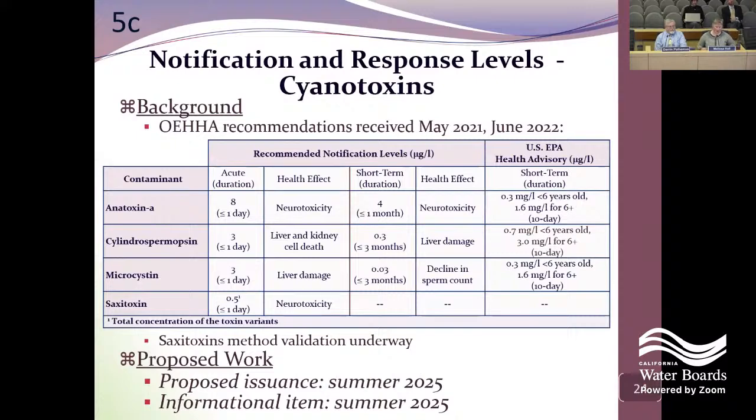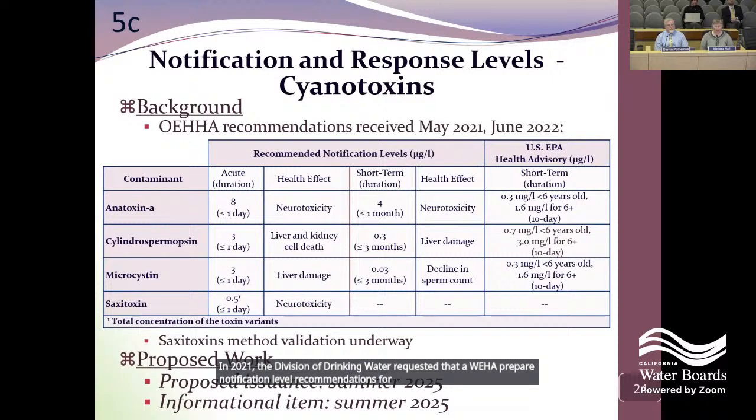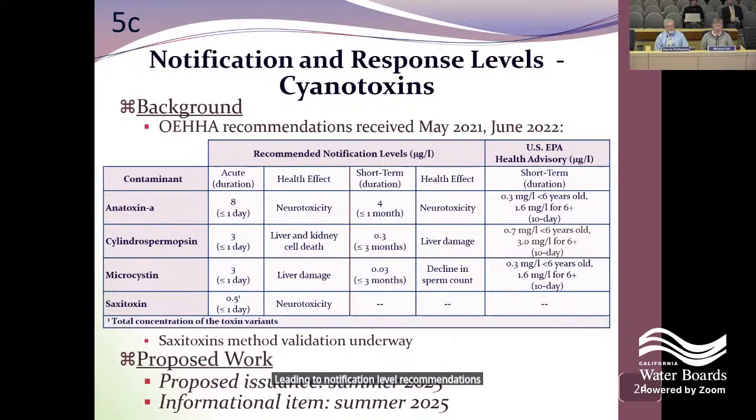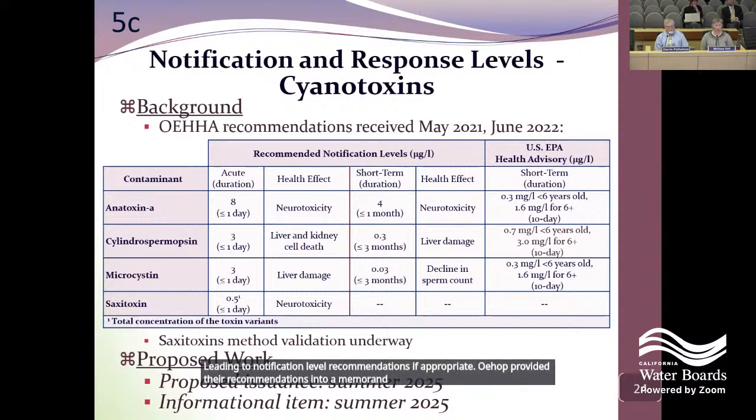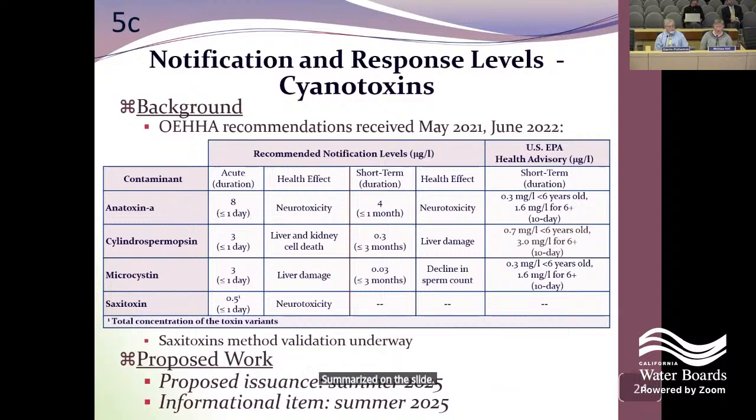In 2021, the Division of Drinking Water requested that OEHHA prepare notification level recommendations for microcystin and cylindrospermopsin and an evaluation of anatoxin A and saxitoxin data, leading to notification level recommendations if appropriate. OEHHA provided their recommendations in 2 memoranda in 2021 and 2022, summarized on the slide, with the US EPA health advisories also shown for comparison.